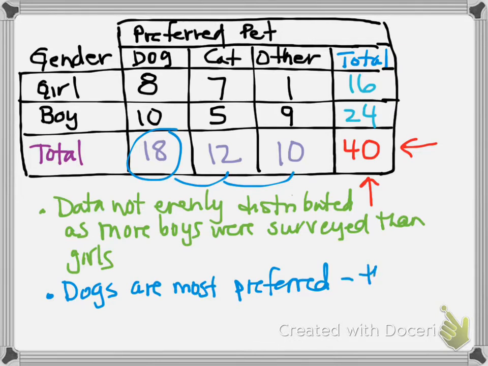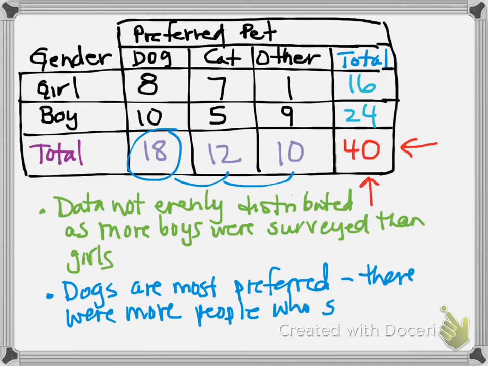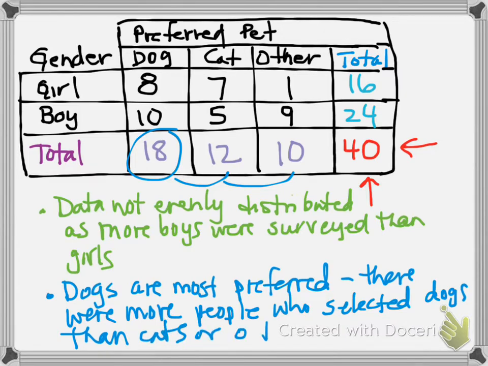There were more people, not just boys or girls, but people, them together, who selected dogs than cats or other pets. So again, when I'm constructing a frequency table, number 1, I've got to make sure I get all my labels in.